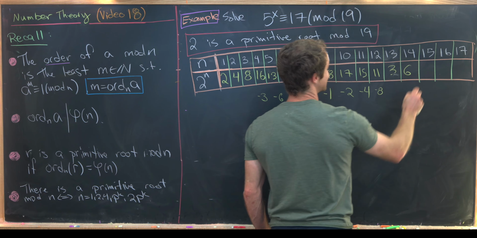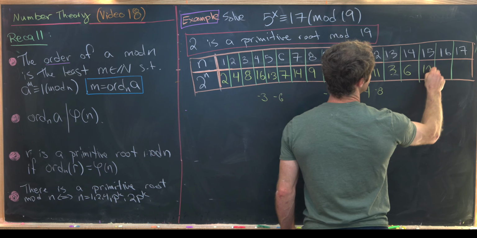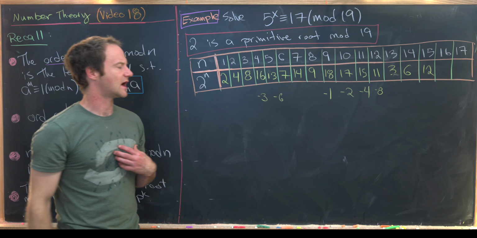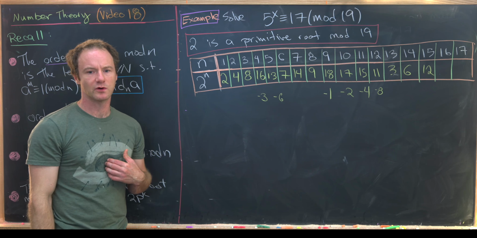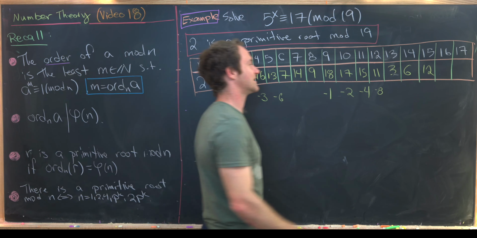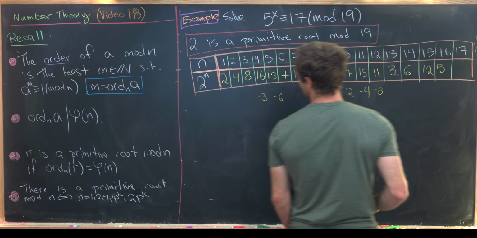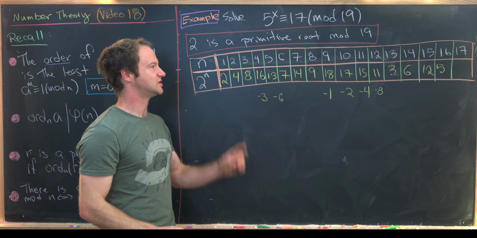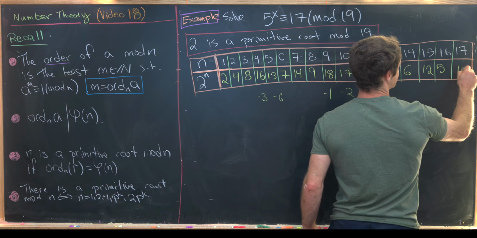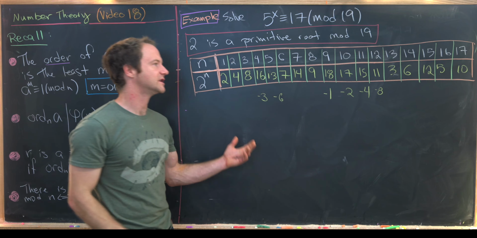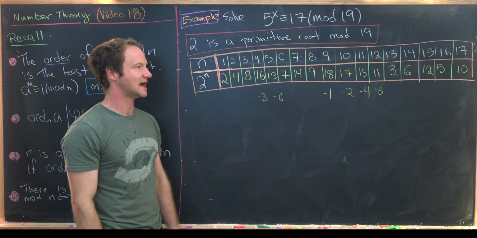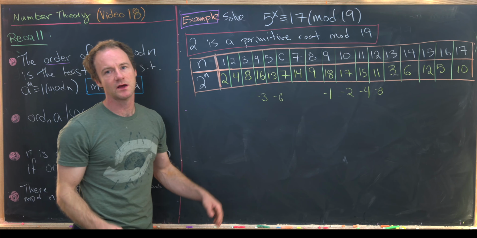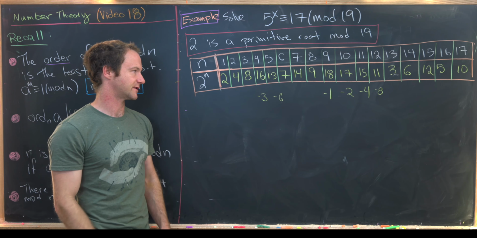That by 2, we'll get 6. That by 2, we'll get 12. Multiply 12 by 2, we will get 24, which is 5. Multiply 5 by 2, we will get 10. Great. And then notice we can stop here. If we multiply 10 by 2, we get 20, which is 1. But we already knew that by Fermat's little theorem.